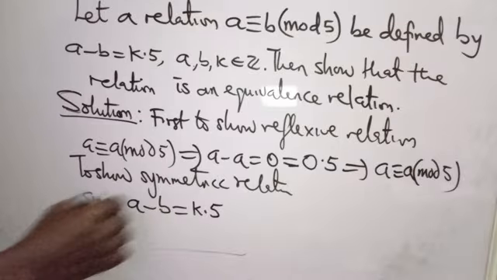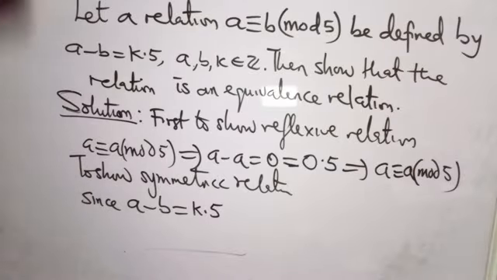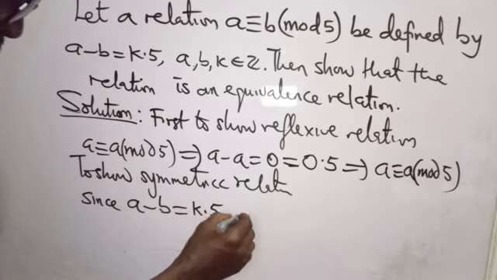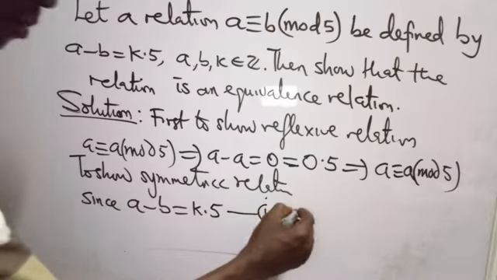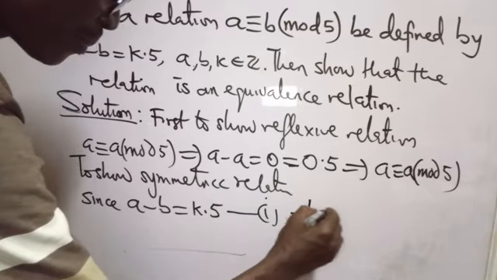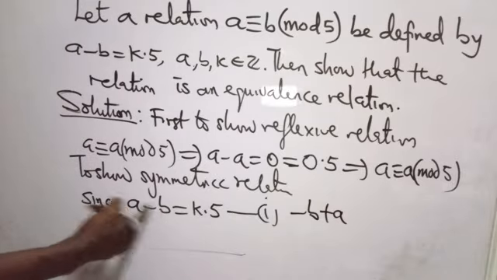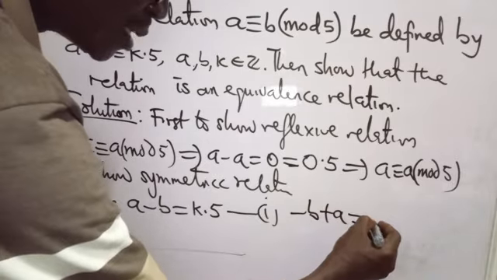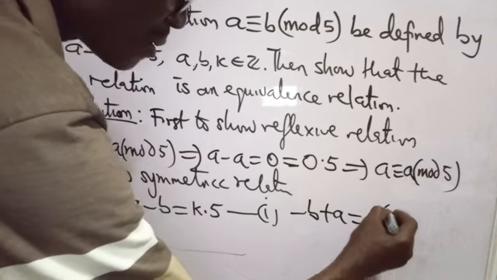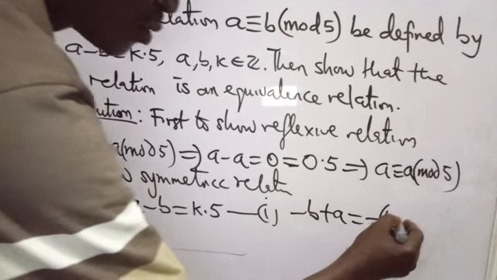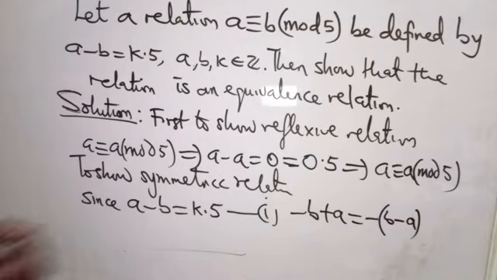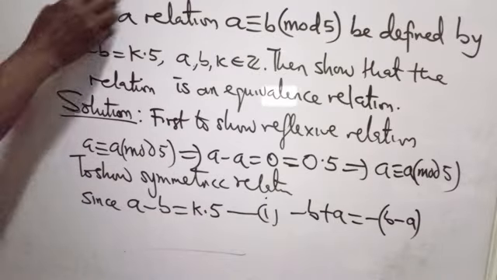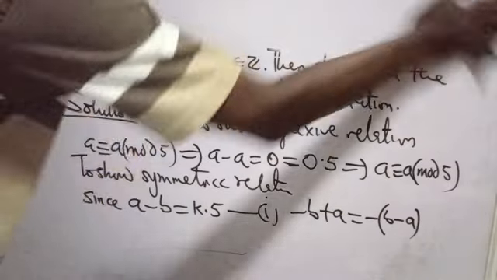Now when you say symmetric, it means the other way around. If we turn this the other way around, it will be −b + a, which is the same as factoring out the minus: −(b − a). So this gives us −b + a. Let's continue up here.